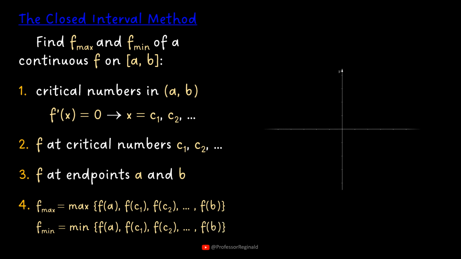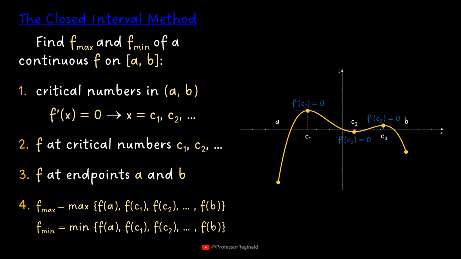Please refer to the following graph of a continuous function on a closed interval. A critical number in the open interval has a tangent line of slope equal to 0. The function provides a value at each critical number and endpoint. The highest point refers to the absolute maximum, while the lowest point refers to the absolute minimum.